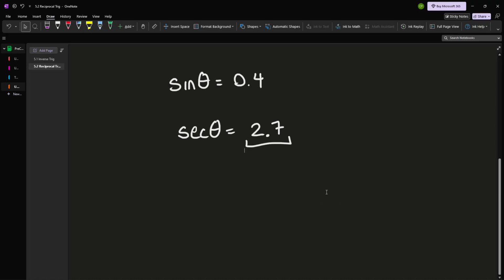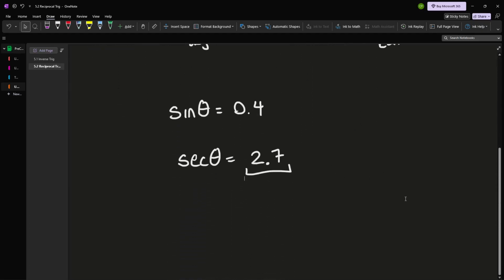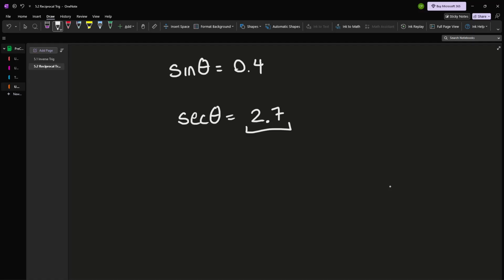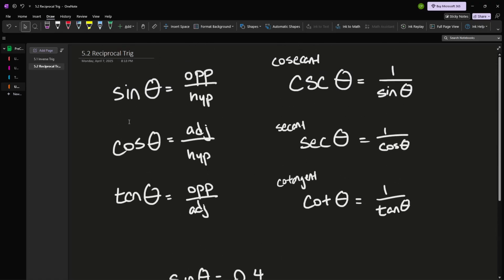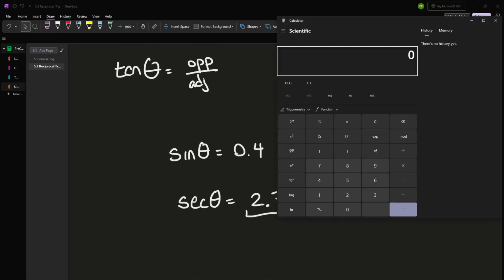So to solve out reciprocal trig function problems, when we have it set up like this, when we have our secant of theta is 2.7, we want to convert it back into our basic trig functions. We want to convert it back to sine, cosine, or tangent. Because on your calculators, this one's a bit different. You will probably only have sine, cosine, and tangent, as well as inverse sine, inverse cosine, and inverse tangent. This computer does have both, but you will not have that for your test. So we're going to get used to manipulating these functions.